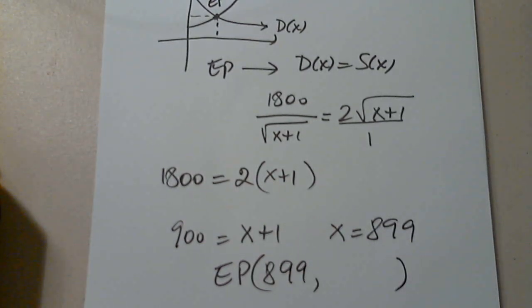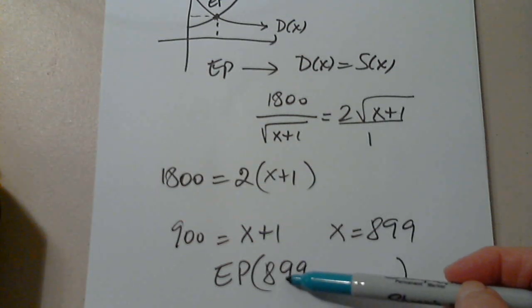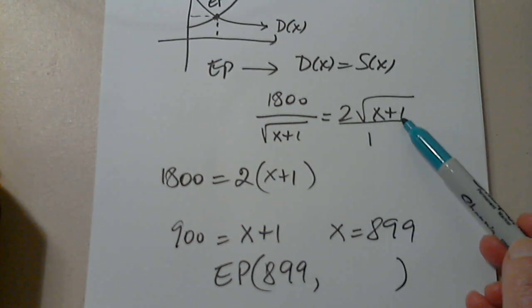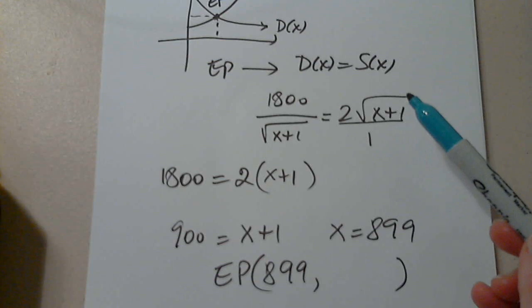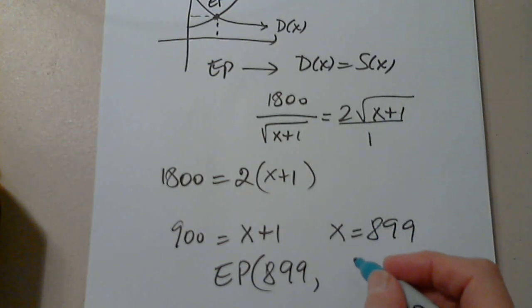How do I determine that something else, which is the y coordinate? I have to present the y coordinate. How do I find the y coordinate of the equilibrium point? Knowing that x is 899. Yes, go ahead. Plug in 899. Of course. They're equal, of course. So 899 plus 1 is 900. The square root of 900 is 30. 30 times 2 is 60.